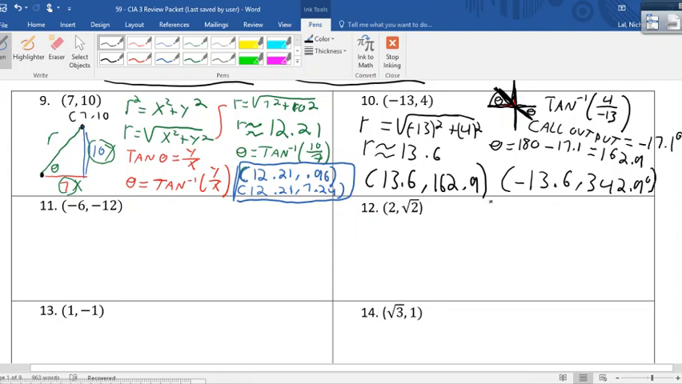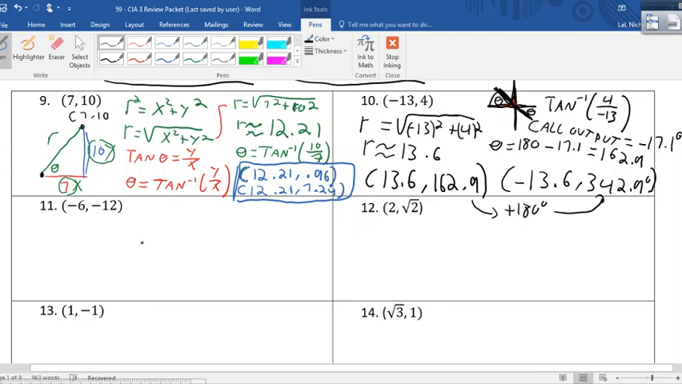And we got 342.9 degrees by adding 180 degrees. So notice, you can find an equivalent polar coordinate by changing the sign of the r value and then adding 180 degrees to your theta value. And try conceptualizing that.